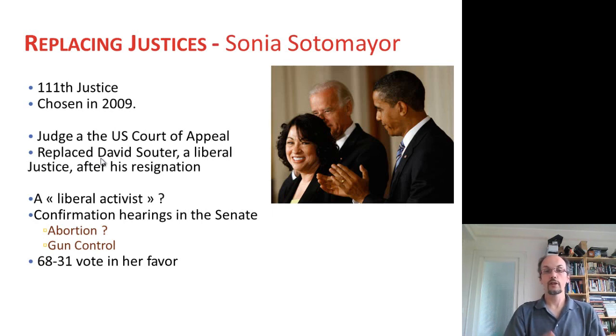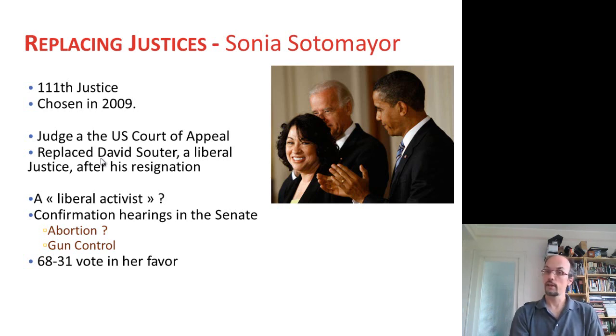Just an example, Sonia Sotomayor, chosen in 2009 by Barack Obama. She was a judge at the US Court of Appeals, and when she went to the Senate for confirmation hearings, she was asked about abortion, about gun control, about all the left-wing positions she had taken before her nomination. Everything which was seen as political was the point of debate. So she was a controversial candidate. She was called a liberal activist by some.